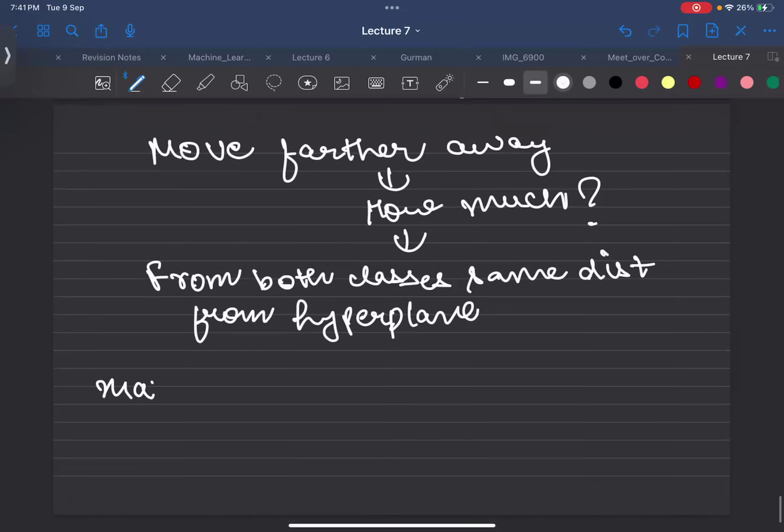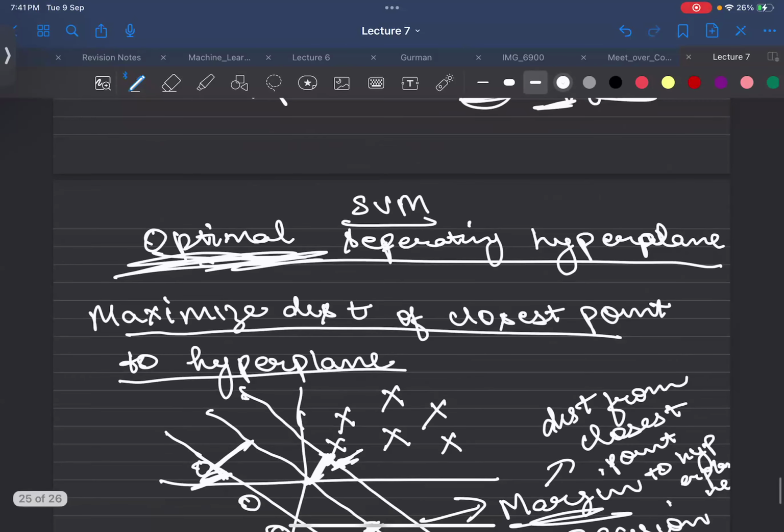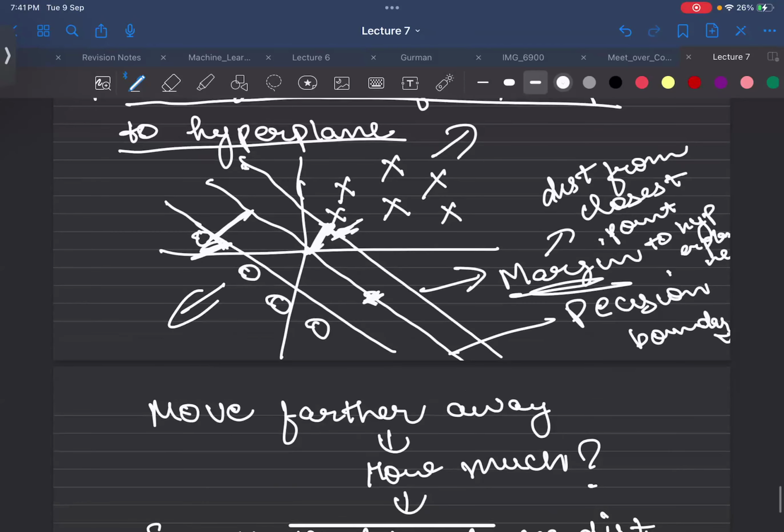That is what I was saying here. Maximize the distance of the closest point to the hyperplane. Why maximize the distance from the closest point to the hyperplane? I want these points to be far away from this. They should be very well, correctly classified. They shouldn't be mixed with each other. There shouldn't be a cross here or a 0 here. What I want is that this m, this margin, should be maximized.